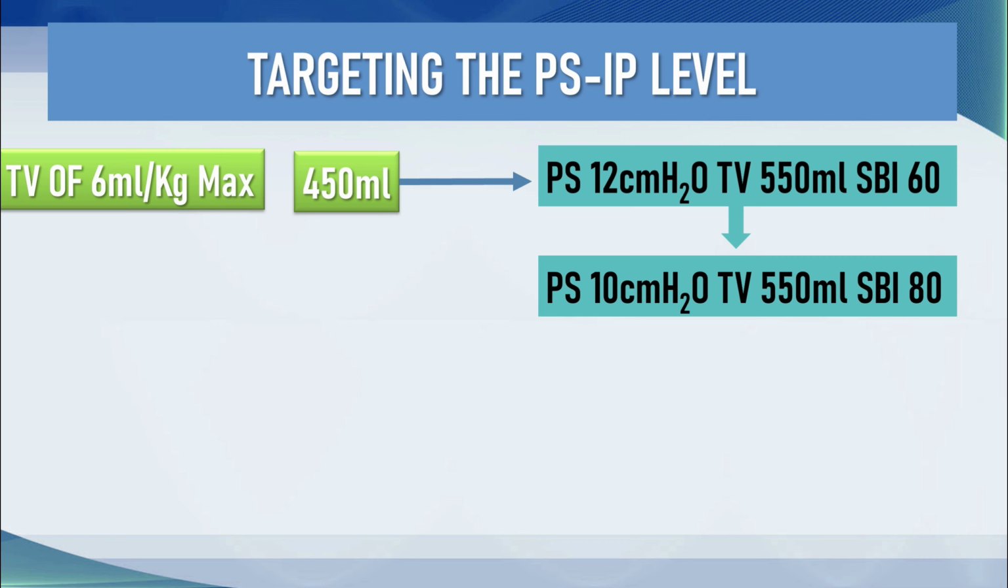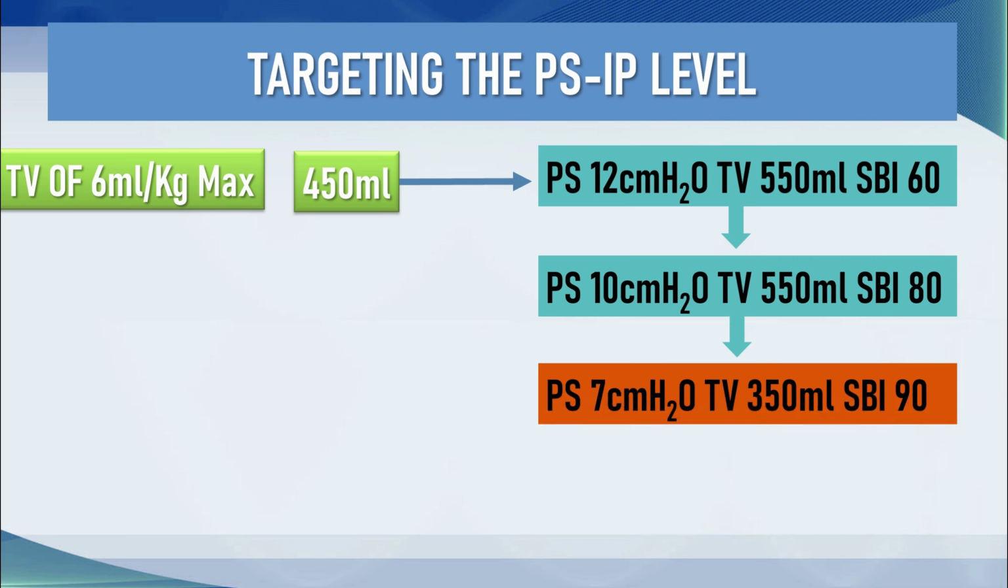We're going to reduce the pressure support to 7. It's apparent that the tidal volume has dropped quite a lot, down to 350 mils, so the lungs are significantly less compliant at this level of pressure support. The spontaneous breathing index is 90, and I would consider this quite marginal, and I wouldn't go any further.